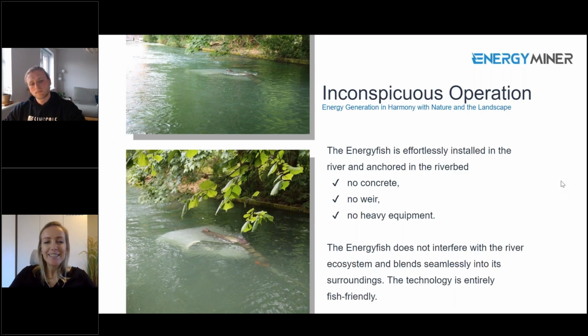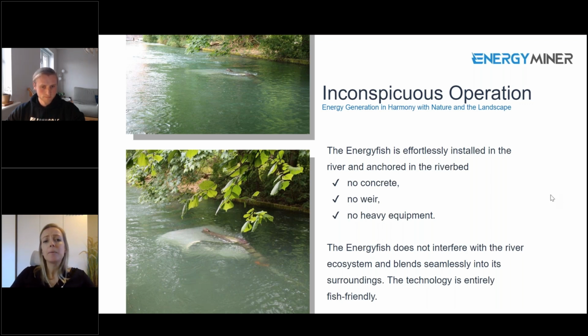So here you can just see our first power plant, our first pilot installation, which was here in Munich, Germany, in a canal system. And we like to refer to our Energyfish as inconspicuous power plants. And you can see here why. Although the water is very clear on these images, typically you can't see the Energyfish, you can only see part of the float sticking out of the top of the water section.